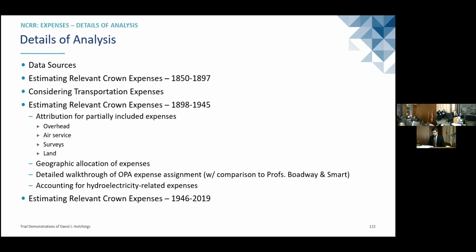Okay, thank you. And then I'll end with my methodology after 1945, which, as I've mentioned earlier, based on the level of aggregation in the data, in my opinion, the lack of ability to reliably attribute or allocate expenses to the direct Crown resource revenues, is why I take another approach. And just a reminder, all of these numbers go up to 2019.